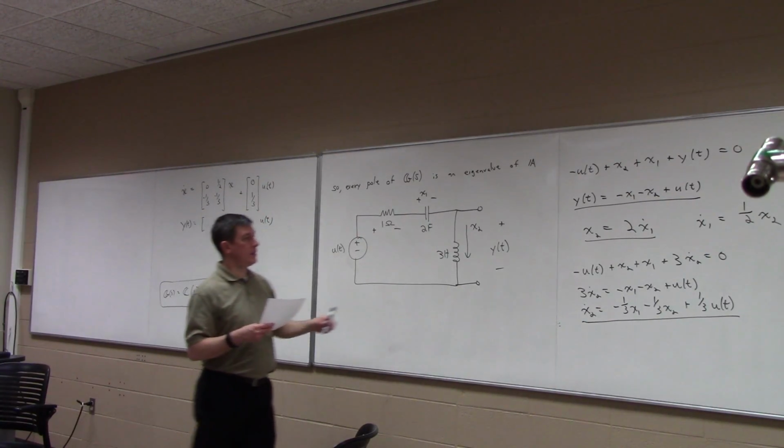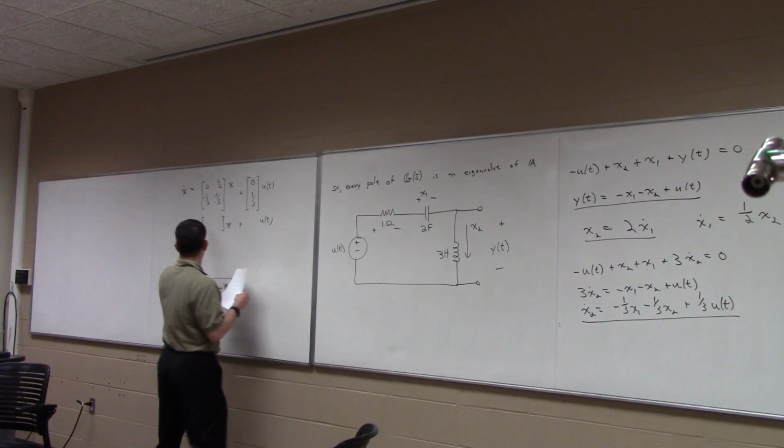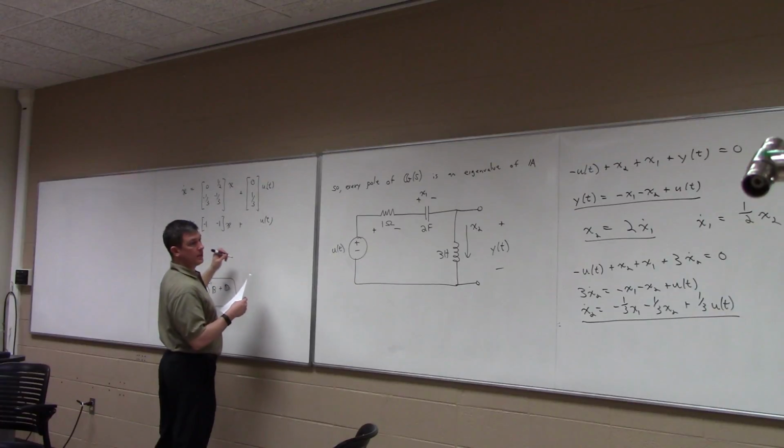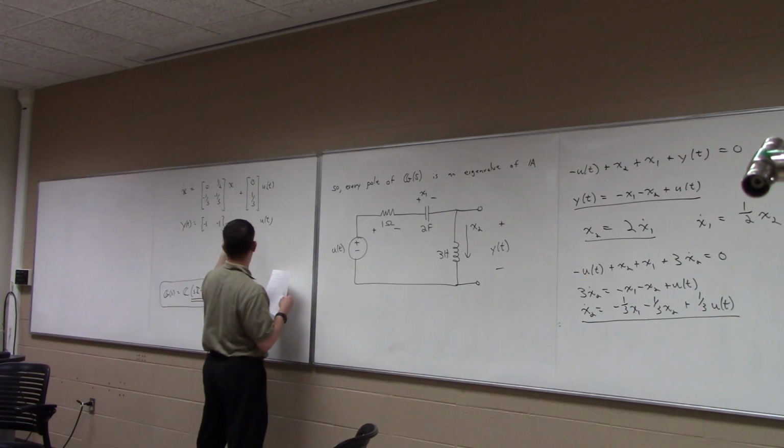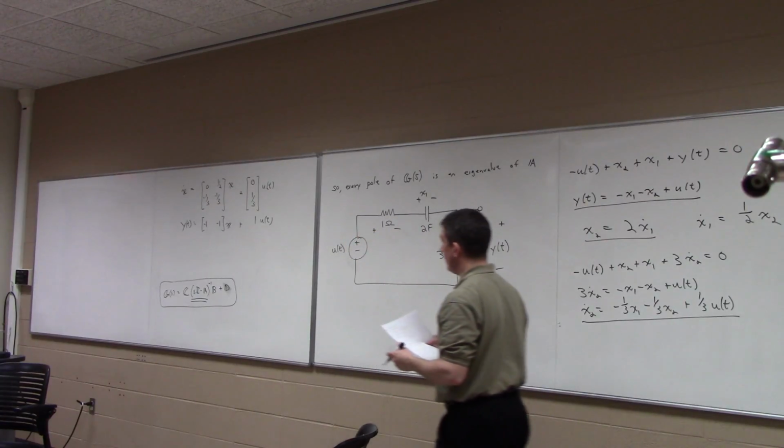My output equation is here, negative x1, negative x2, and then u. So those are my A, B, C, and D matrices.